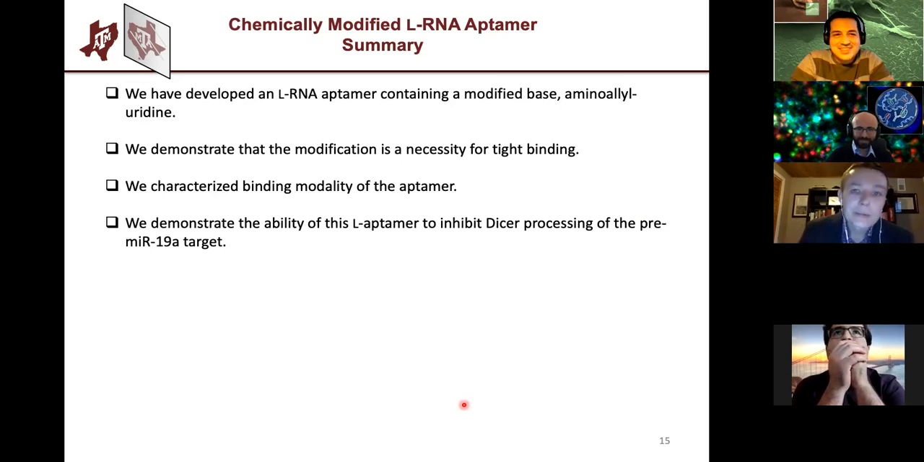So we developed an L-RNA aptamer, specifically a chemically modified one, which was the first chemically modified L-RNA aptamer. My boss, Dr. Strapansky, has a couple of aptamers from his postdoc at Scripps. We demonstrated the modifications necessary for tight binding. We characterized the binding modality with the footprinting analysis. This isn't very strict characterization, but it's the best we can do without crystallography. And we demonstrated the ability of this aptamer to inhibit dicer processing of the precursor microRNA target.